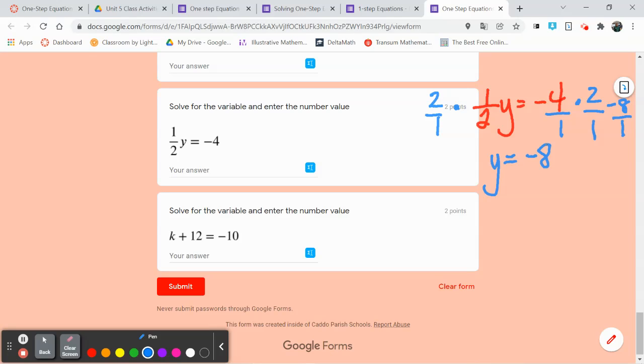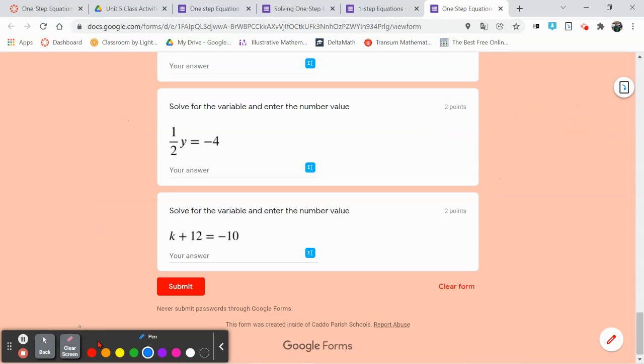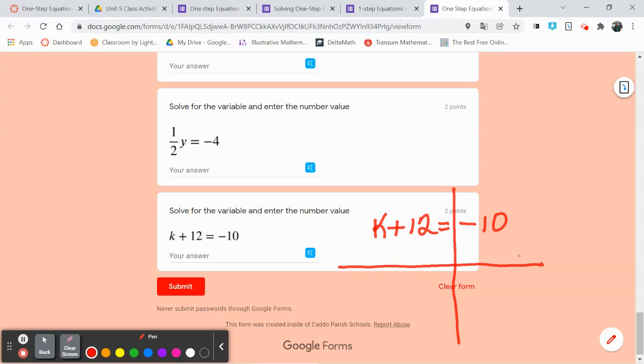And the last one on here, k plus 12 equals negative 10. This one, I see lots of people make mistakes, so I'm going to work it. You know what? First, I'm going to clear the screen real quick. Go back to red, rewrite it on this side. All right. K plus 12 equals negative 10. We need the room. All righty.